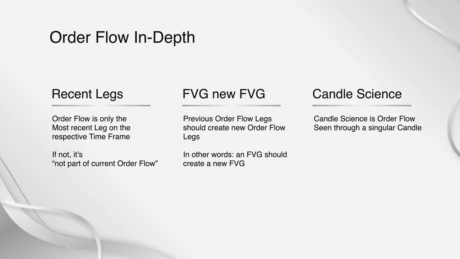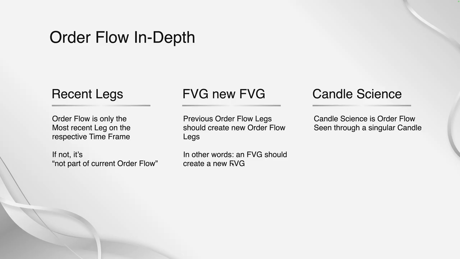Now, after we understand that it's always the recent lags, then the FVG, new FVG, that's what I have written down right there. That might be a little bit vague. So fair value gaps should always create new fair value gaps. So what does that mean? Previous order flow lags should create new order flow lags. And that's essentially stating that when we trace back into those fair value gaps, we should create new fair value gaps. In other words, an FVG should create a new FVG.